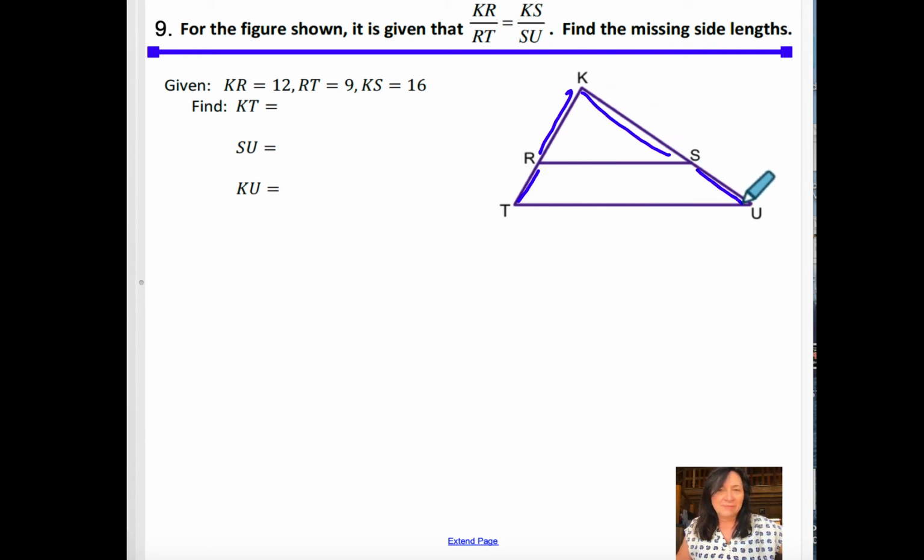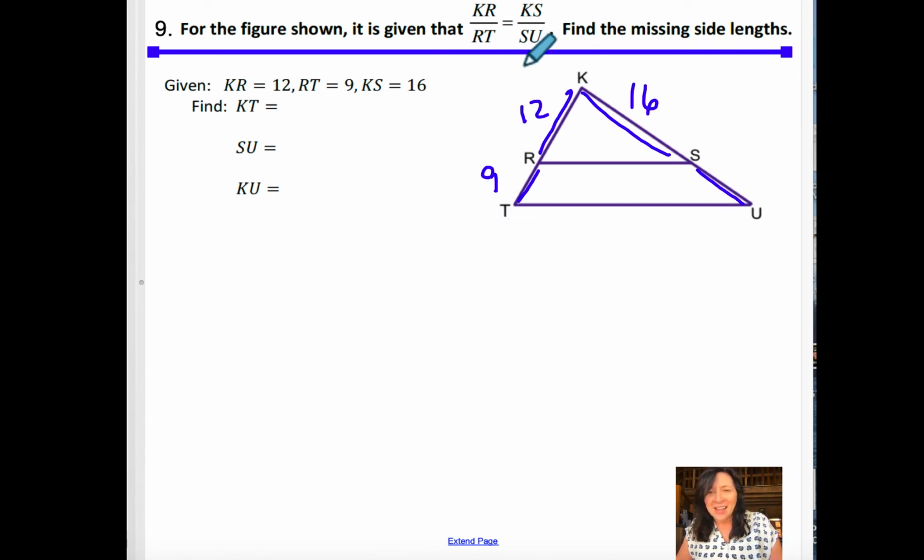For this problem here, we know KR is to RT as KS is to SU. All right? So they're telling you that. They want you to use this proportion. We know that, given the information, KR is 12, RT is 9, KS is 16, and they want to find KT.